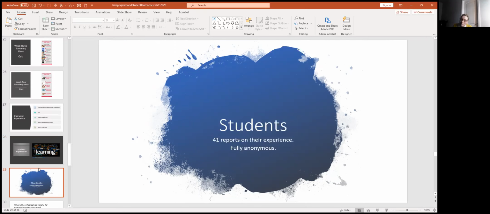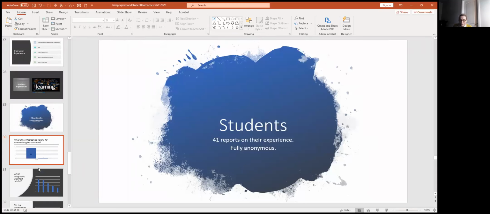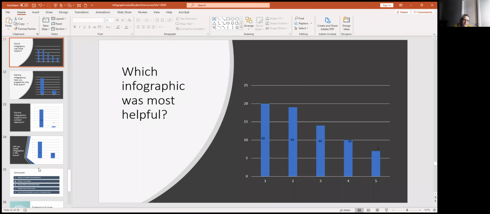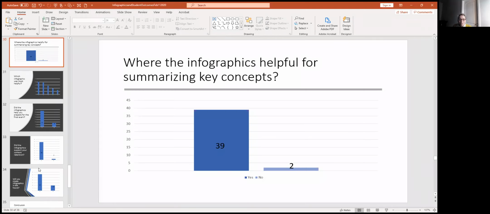It's fully anonymous. They were in no way required to report or share their information, nor could I link them to their responses. I asked them, after they had taken their finals, 5 questions about their experience with the infographics. And the first question: were the infographics helpful for summarizing key concepts?